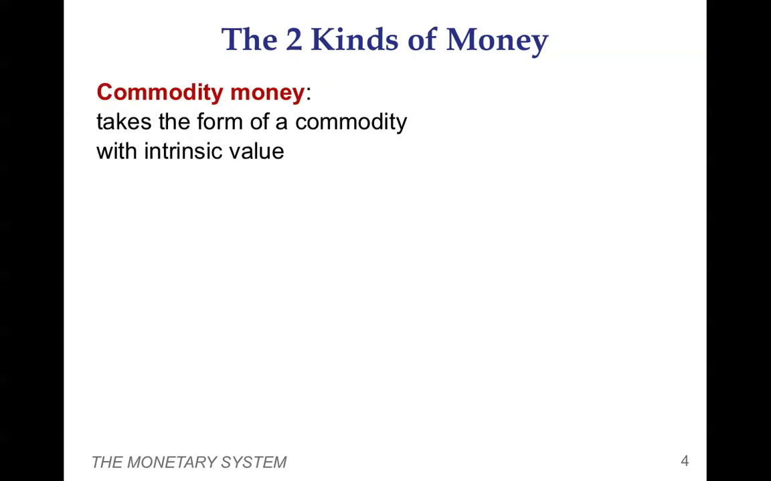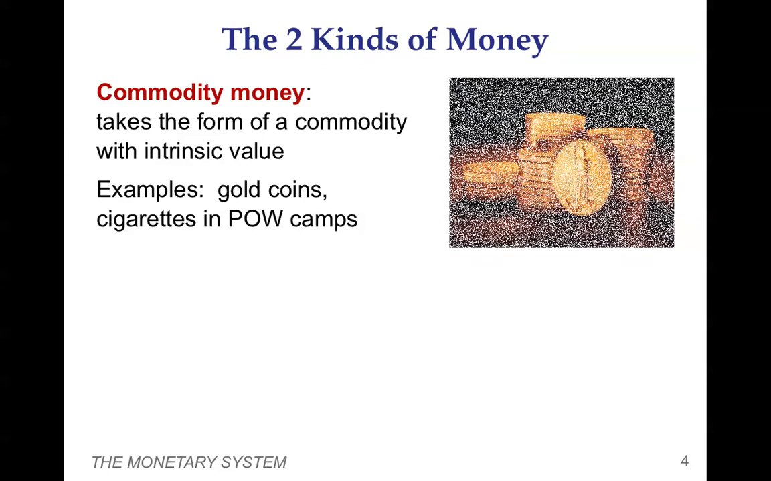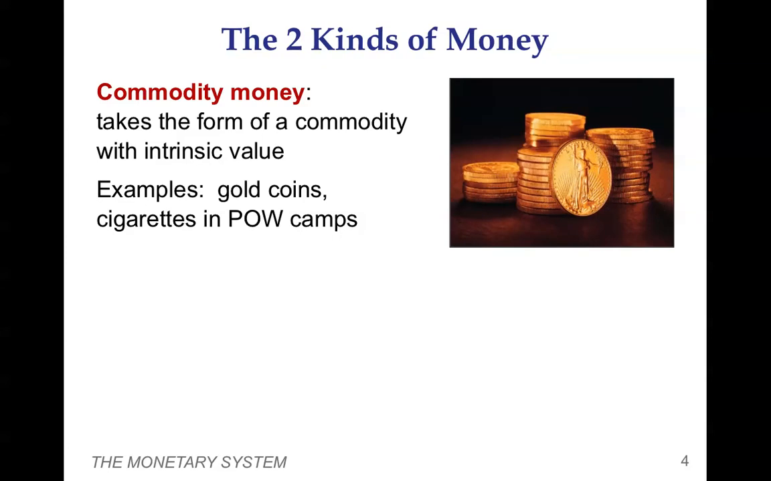Okay, there are two kinds of money. Commodity money, money that takes the form of a commodity with intrinsic value. Example, gold coins, cigarettes in POW camps. This commodity money has intrinsic value so that it can be used for something else. Gold can be used for other things other than the exchange of money. Cigarettes can be used in other means other than exchange, obviously for smoking.